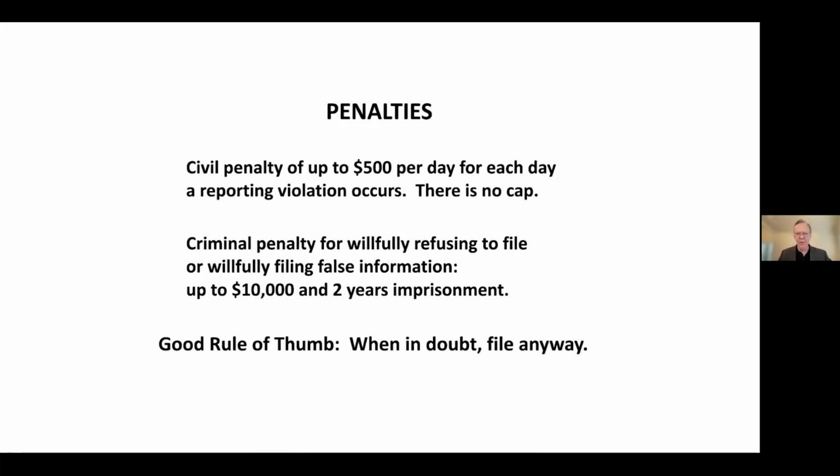So let me remind you once again, if anybody's thinking, I really don't want to do this, do it anyway. The civil penalty is $500 a day for each day a reporting violation occurs. That means if you're on day 91 and you should have reported yesterday, you've got a $500 fine, and it's going to go on until you actually file. So once again, when in doubt, file. Criminal penalties for willfully refusing to file or willfully filing false information are up to $10,000 and 2 years imprisonment. So once again, file if you have anything in doubt.